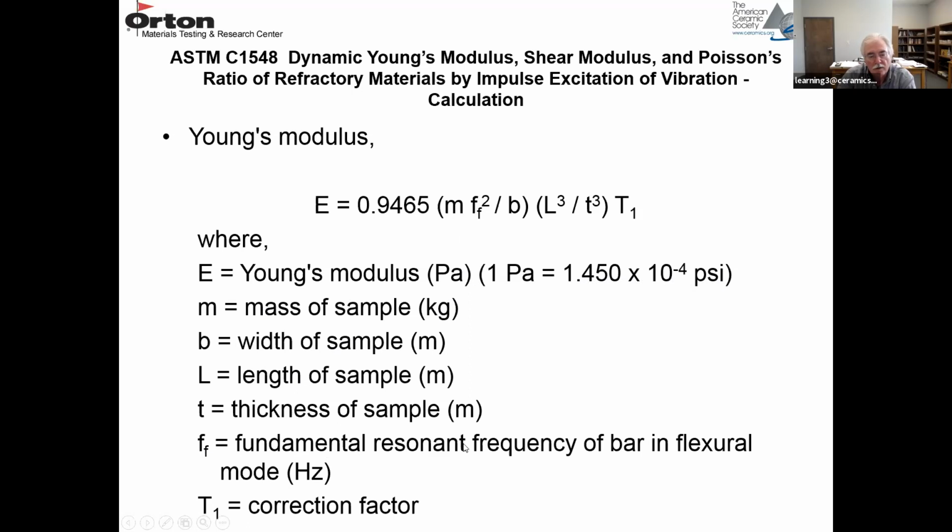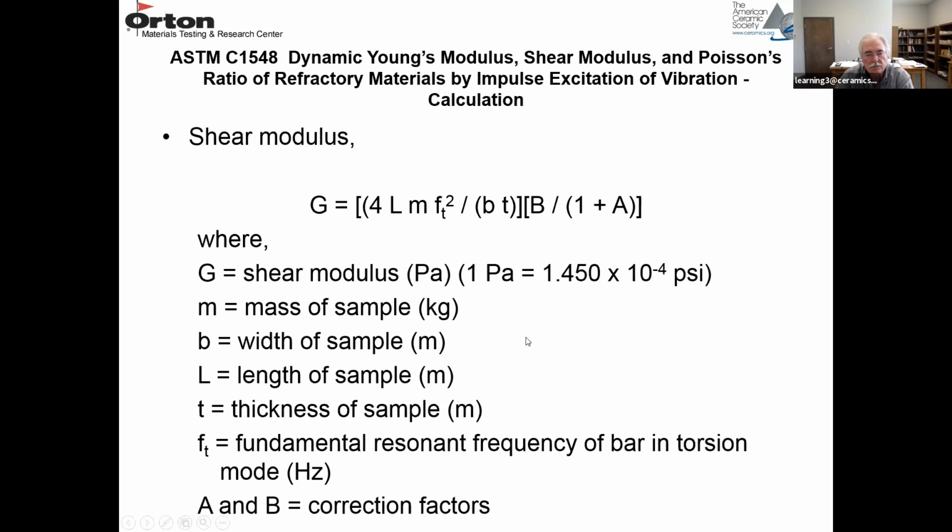f_f is the fundamental frequency in flexure, and that's divided by b, which is the width of the sample, and that's times L cubed, the length of the sample, divided by T cubed, the thickness of the sample, and T1 is a correction factor. So if you know the sample's dimensions and mass and the frequency of vibration, you can calculate E.